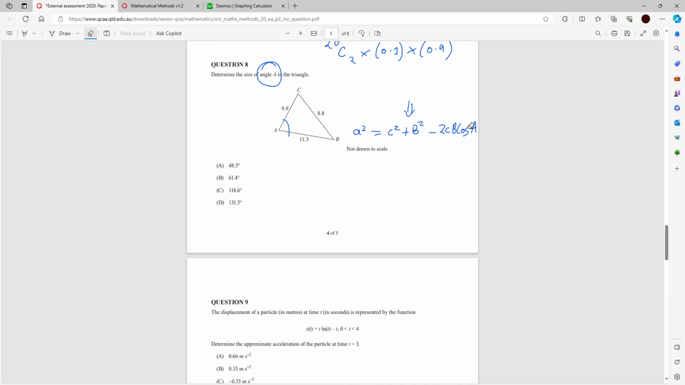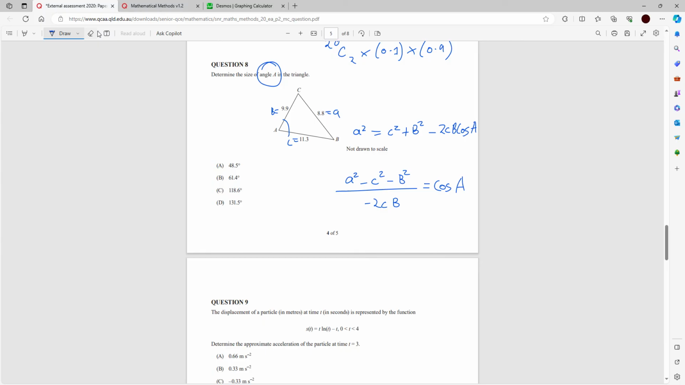Now I want to try and make the angle the subject, so now I'm going to rearrange this. So I'm going to minus the c squared on this side, minus the b squared on this side, and divide by minus 2cb. So I'll have a squared minus c squared minus b squared, all on minus 2cb equals cos of your angle. Then I'm going to plug in the information. So in this case here, this is my A, that is my C, and that is my B, and same down here.